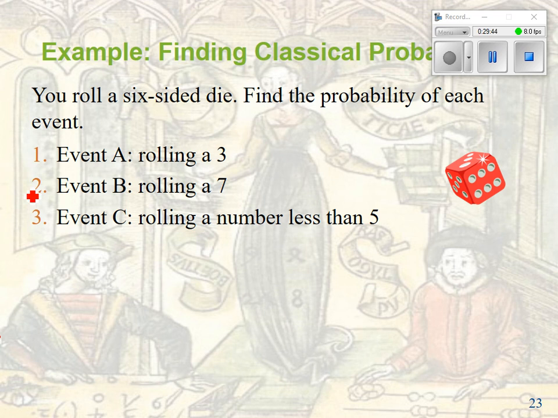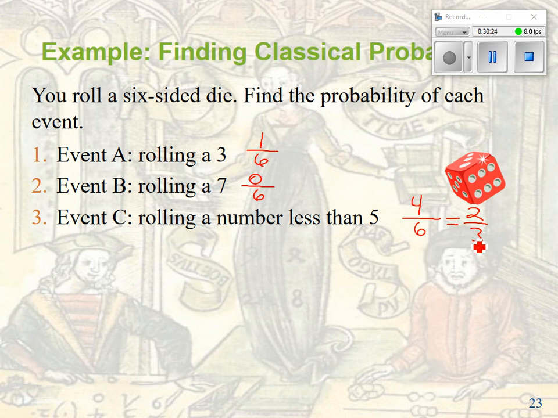For classical probability, if we had a die, what's the probability of rolling a 3? One out of six. And these fractions aren't too bad, so we might just leave it as 1 out of 6. Because you can look at that and say, okay, one time I'm going to roll three, the other five times I'm not going to roll three. And that makes a little sense. What's the probability of rolling a seven? Zero out of six. What's the probability of rolling a number less than five? Four out of six. And you could reduce it down to two out of three. It's not really a necessity to reduce it down.